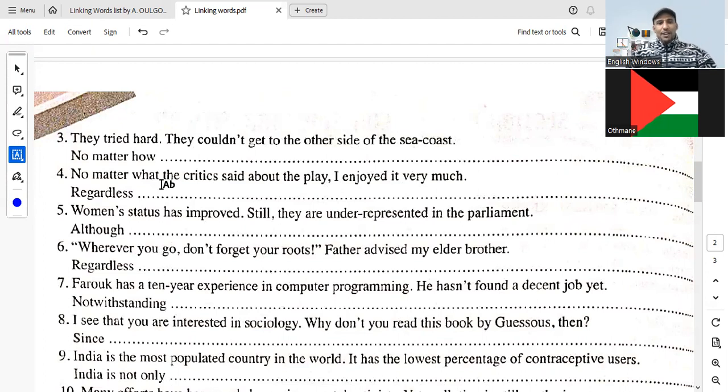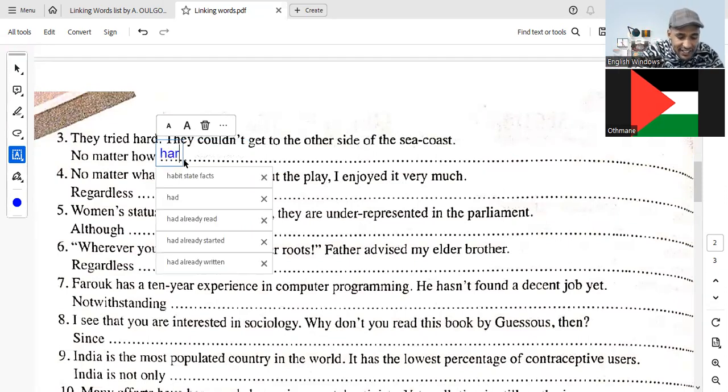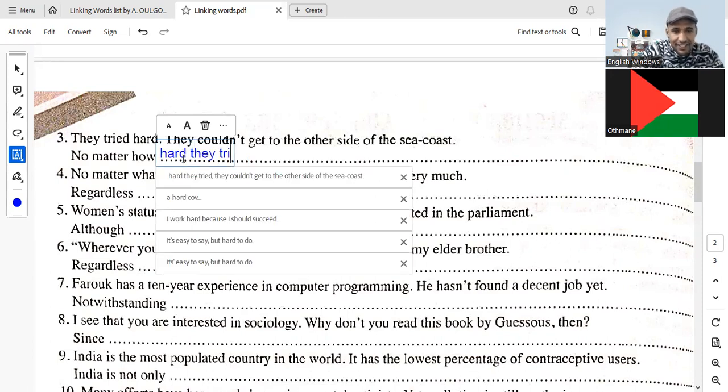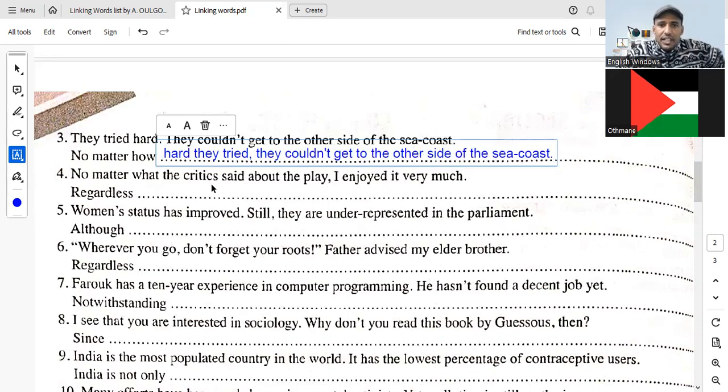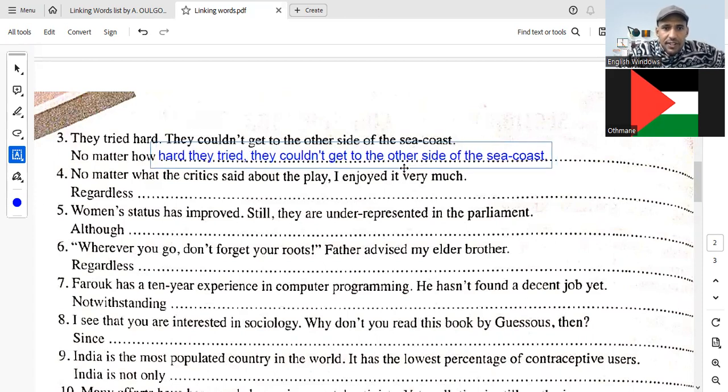No matter how they tried hard. No matter how hard they tried, the other thing doesn't change. They couldn't get to the other side of the sea coast.